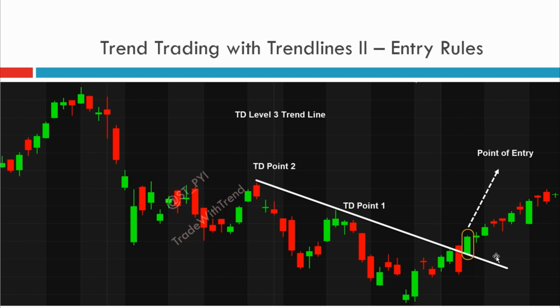So that is why we join this line and extend it on the right side. We wait for a decisive close above this line, which comes with this candle, and this becomes your point of entry. So entry is very straightforward and simple. Let us now move to calculate the target.